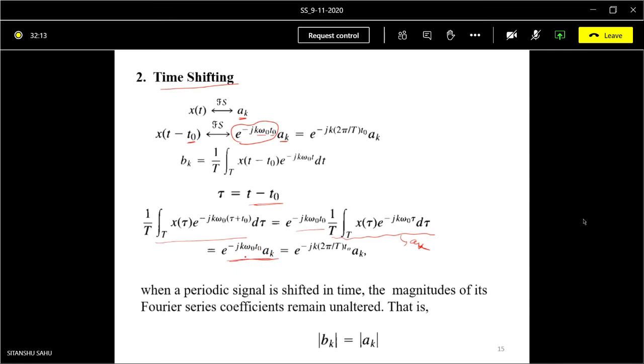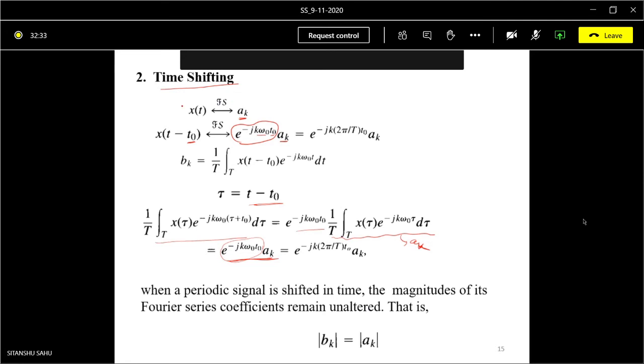So this means shifting the signal by t0 in the time domain is equivalent to multiplying the Fourier coefficients of x of t by e to the power minus j k omega 0 t0. This is a very important concept, the time shifting concept.